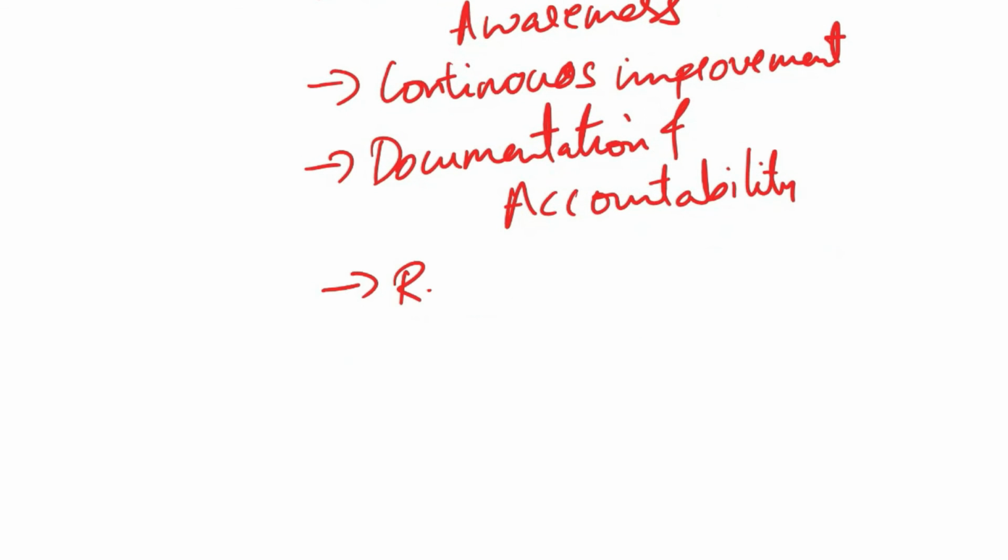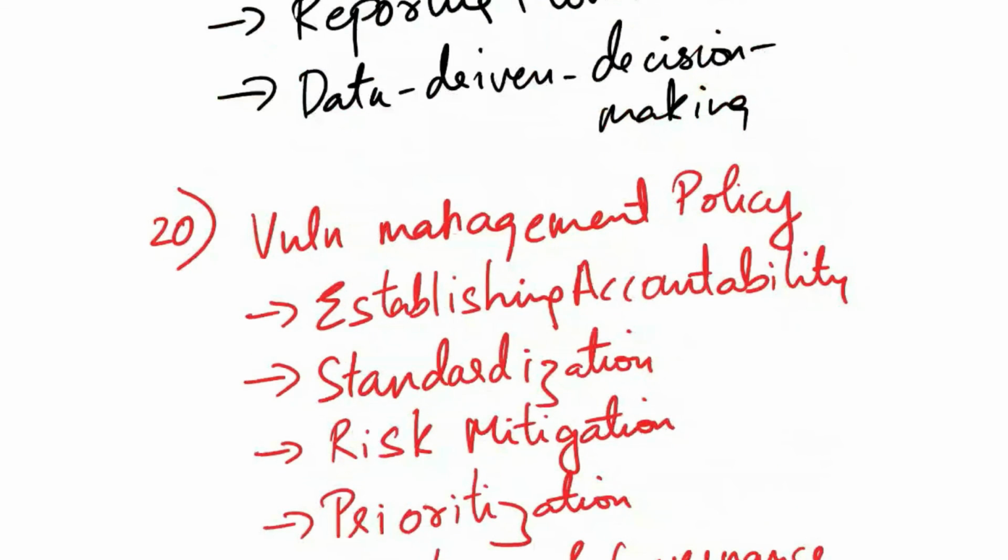Next, response planning. The policy may include guidelines for incident response planning. This ensures that the organization is prepared to react swiftly to security incidents that result from unmitigated vulnerabilities. So, in summary, a vulnerability management policy is a fundamental and foundational document that guides an organization in its efforts to proactively identify, assess, and remediate security vulnerabilities. It provides a structured approach to security risk management, contributes to a strong security posture, and helps protect an organization's assets and data from threats.